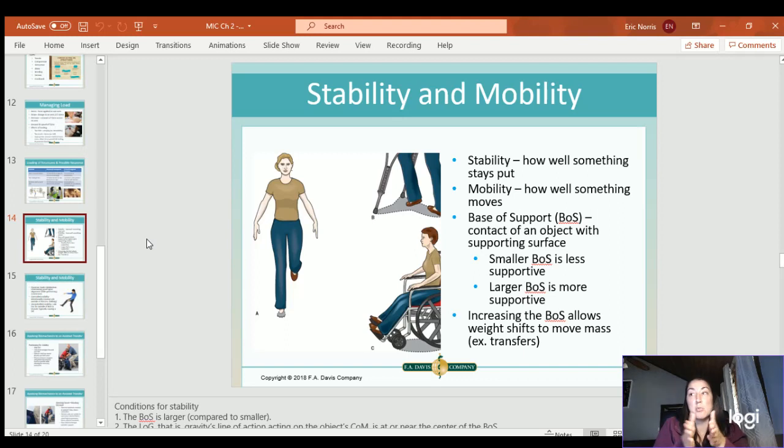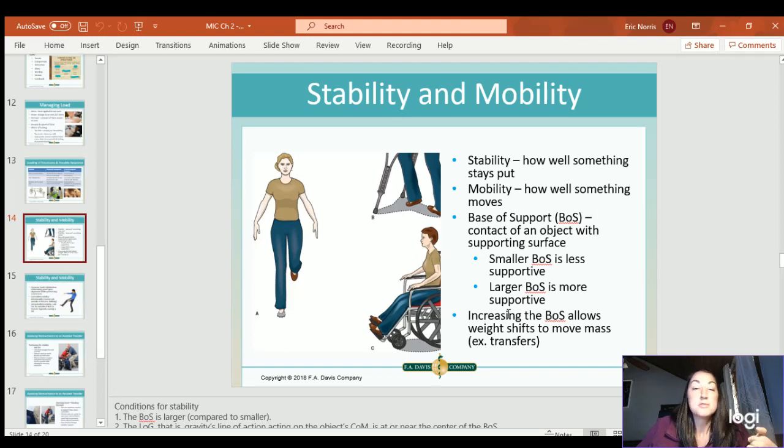The smaller, more narrow a base of support is, the less supportive. So if you're standing on high heel shoes, you're more likely to fall over because you have this little tiny base of support under you, especially if you're standing on one specifically. If you're standing on 1 foot versus 2, your base of support has narrowed greatly and you're more likely to fall. A larger base of support is more supportive. So if you stand with your legs a little more wide or staggered apart, it can really increase the base of support and your stability, making you less likely to fall.